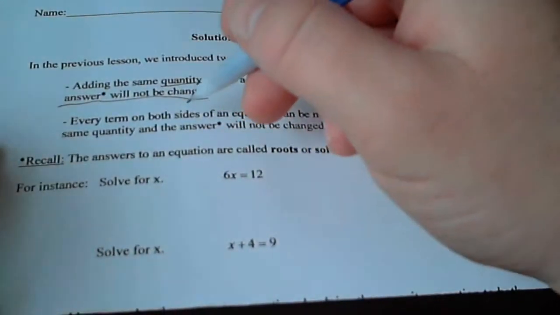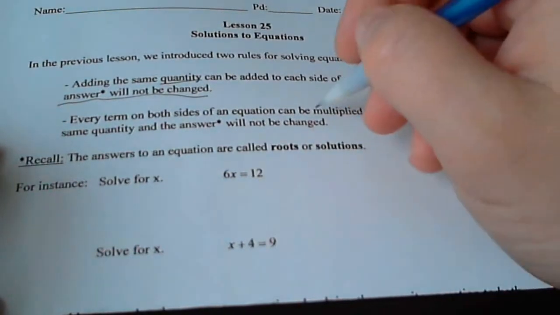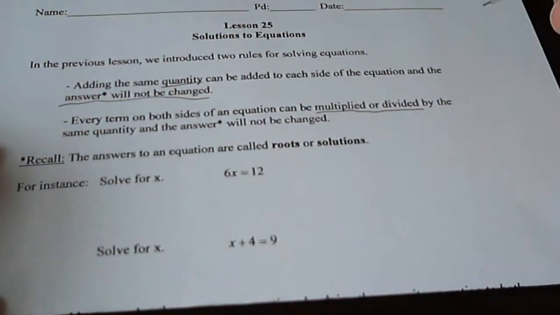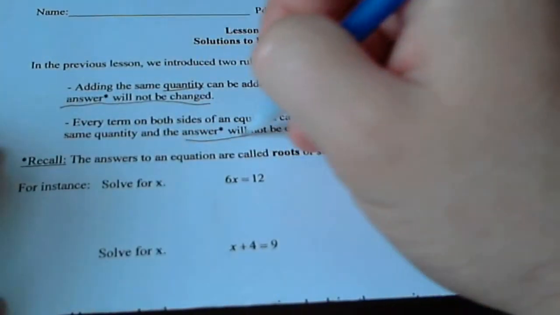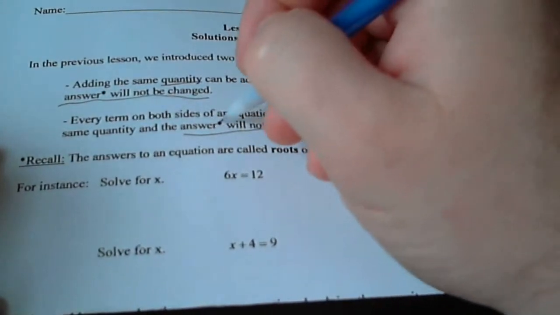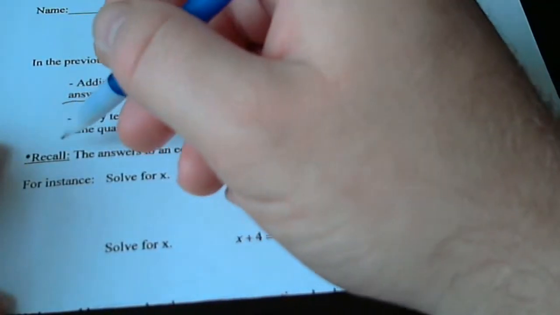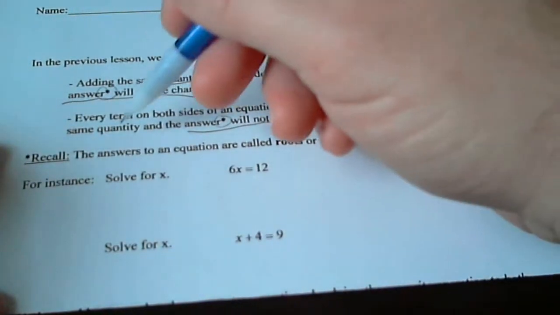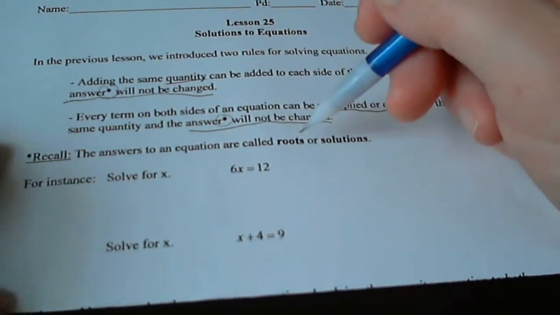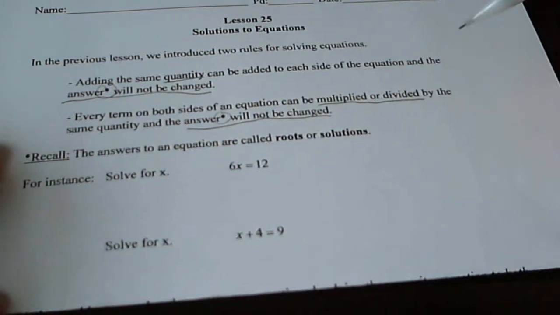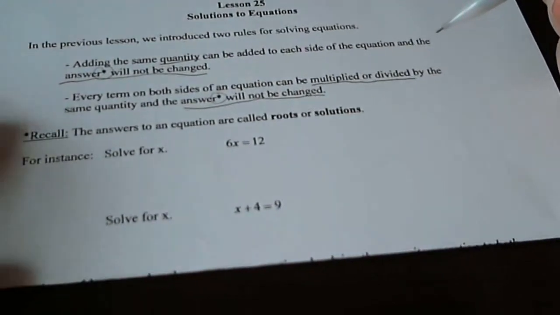And if you multiply or divide everything in an equation, both sides, by the same quantity, again, the answer is not changed. Now, the reason these are starred, or have little asterisks next to them, is because we're going to look down here at this recall. The answers to an equation are roots or solutions. So just keep that in the back of your mind.